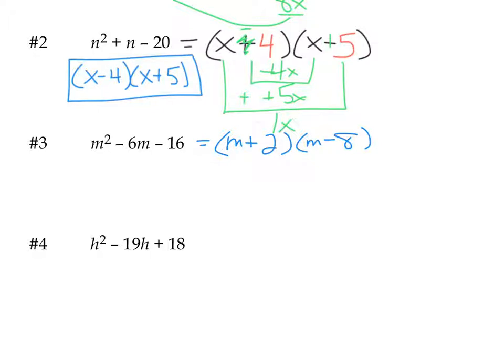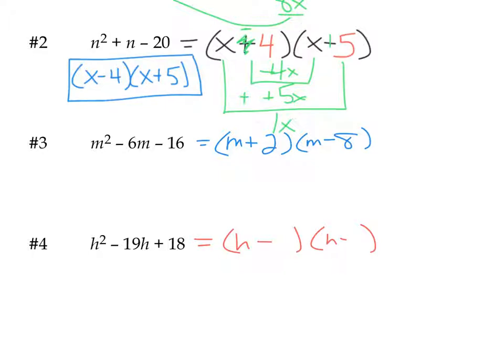In our next example, we're going to have h and h. And since in this case it's a positive 18, we need to have the same sign here and here. But we don't want them both to be positive, because if it was plus and plus, we'd add them, and we'd never get a negative 19. So we're going to have a minus and a minus, because if I multiply two negatives, I'm going to get the positive 18. And now I need to add them together and get negative 19.